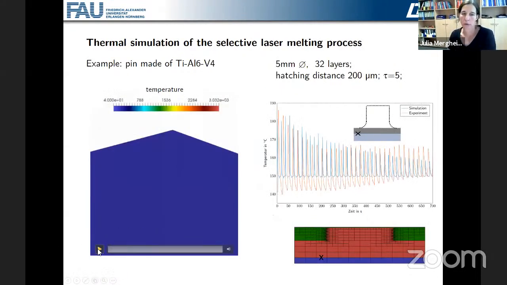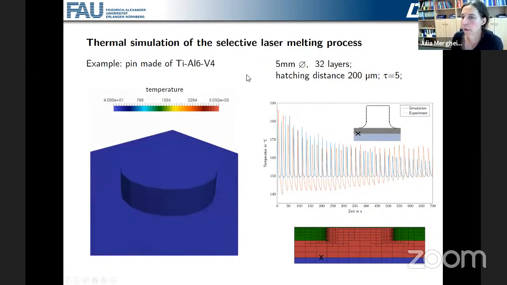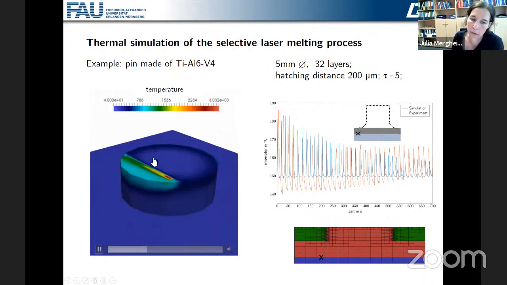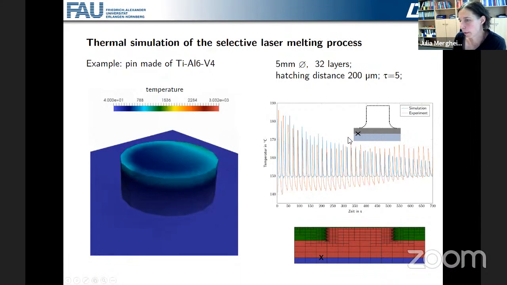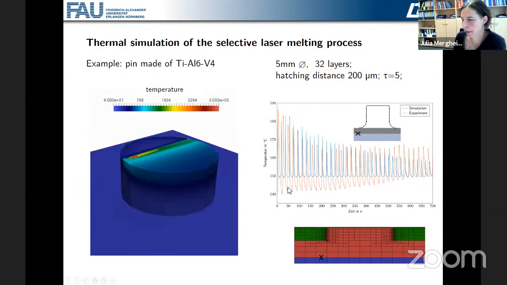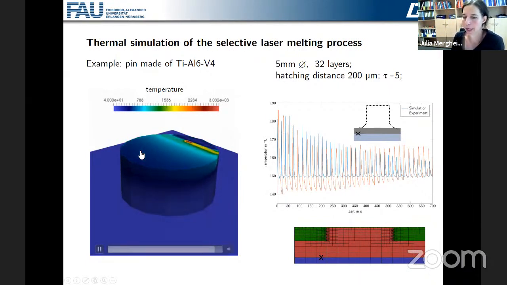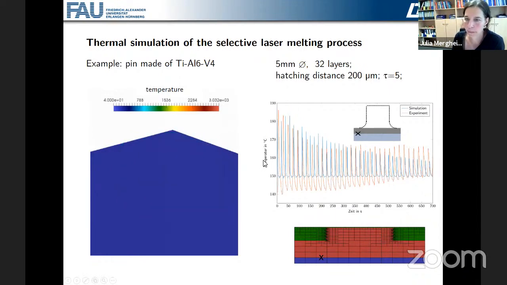So I would like to show first a small example of a thermal simulation of the selective laser melting process. The example is a pin, which is made of this titanium alloy, 5 millimeter diameter and 32 layers. And here we see how the scan strategy looks like and the temperature distribution during the process. We also compared the temperatures which were measured here below the plate in the simulation and the experiment. And actually, we had a few difficulties here with the initial conditions. We are working on that. But overall, the agreement is quite okay between experiment and simulations.